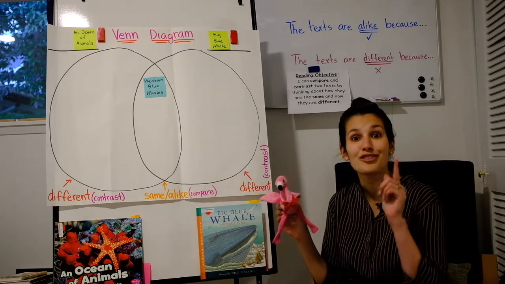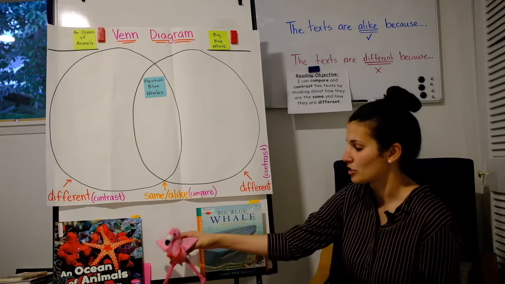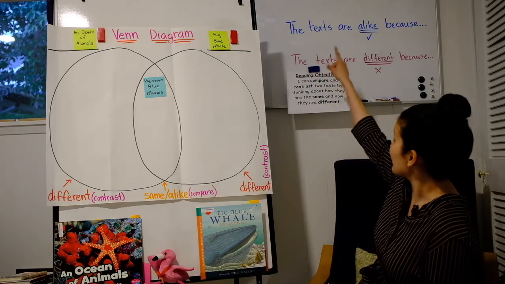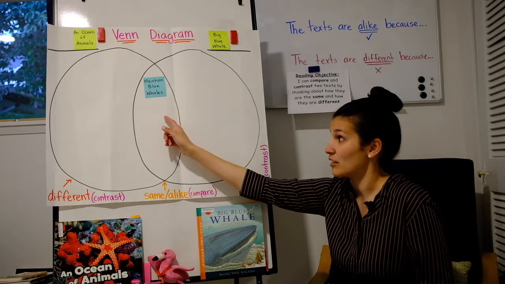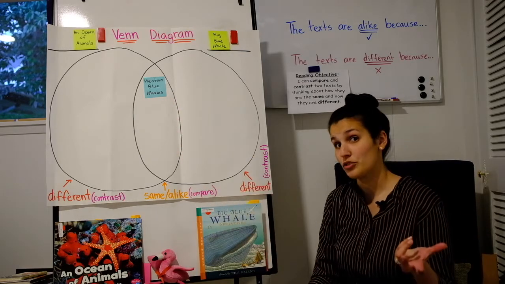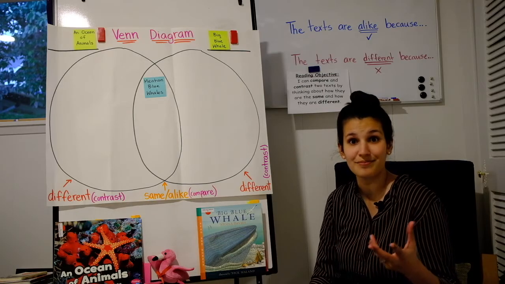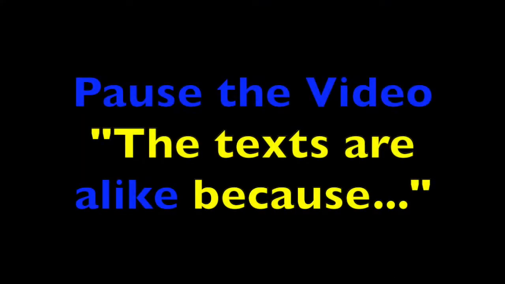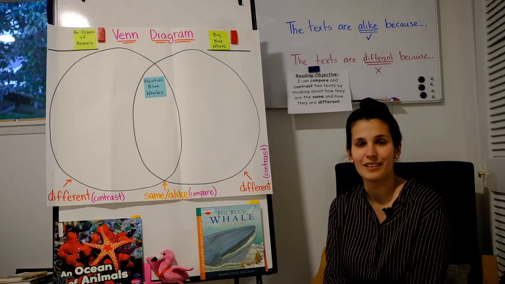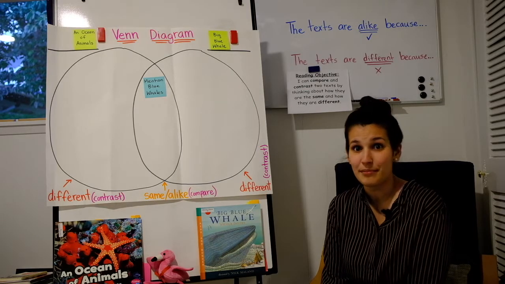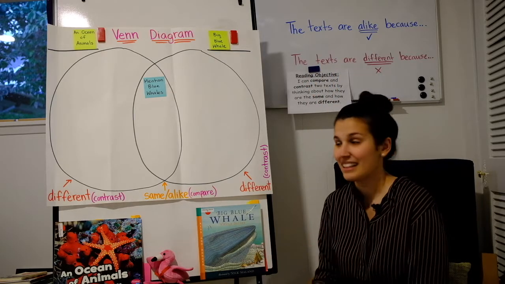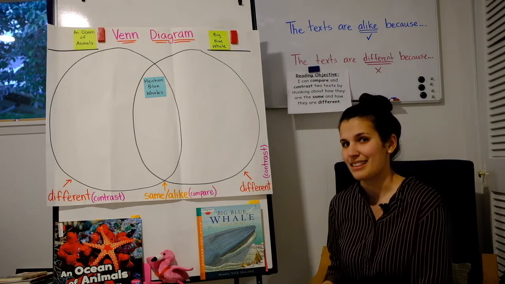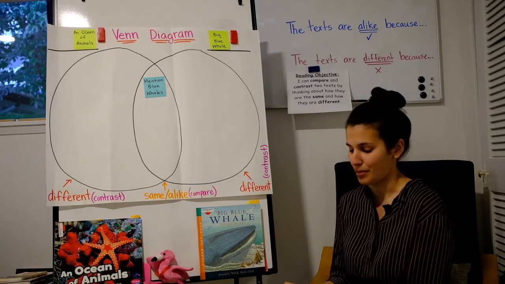Okay, now you go ahead and tell your turn and talk partner. The texts are alike because, and you can write them down in your Venn diagram before you talk to your partner or after. Go ahead. Okay, how did you do? Maybe your partner also told you how the texts are alike or the same. I wonder if these are some of the things you wrote down and shared with your partner.